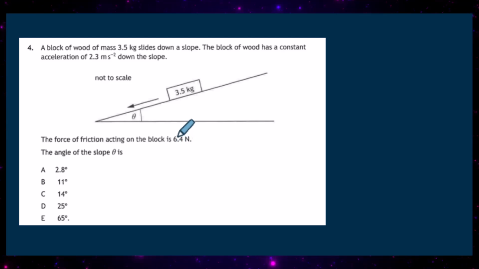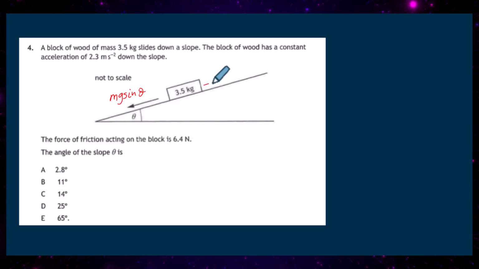Well, we know the force acting down the way on this is going to be mg sin θ. So we'll mark that in the diagram. mg sin θ is always the force acting down the way. That's the component of weight acting parallel to the slope, mg sin θ. And we've also got a force of friction acting back the way, and that's the value of 6.4 newtons.